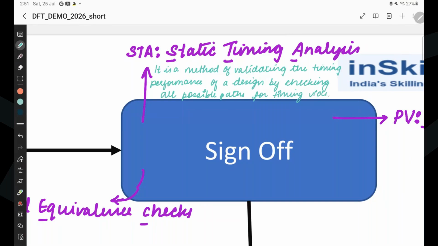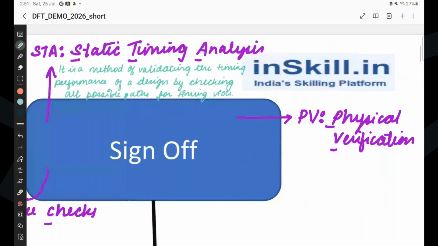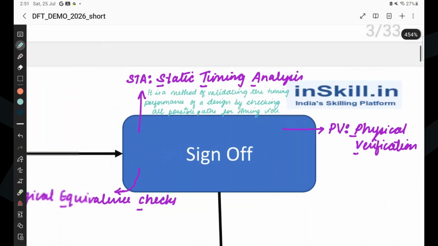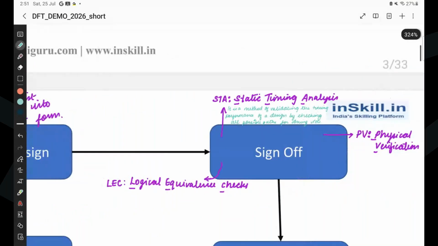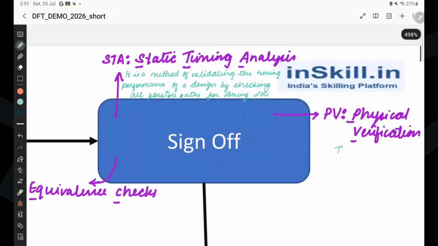Okay. So STA stands for static timing analysis. It is a method of validating the timing performance of a design by checking all possible paths for timing violations. And PV stands for physical verification. It is actually to verify the layout of the circuits.